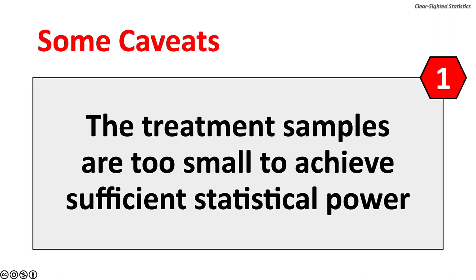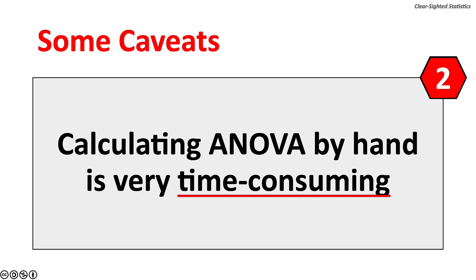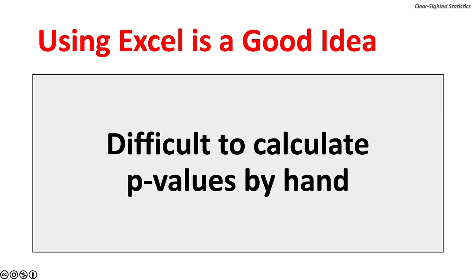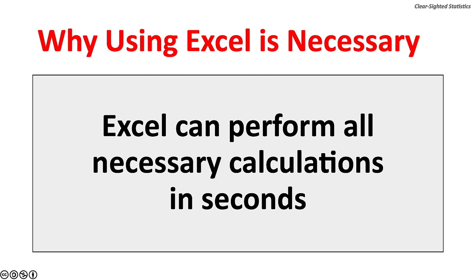Some caveats are in order. 1. The treatment samples are too small to achieve sufficient statistical power. 2. Calculating ANOVA by hand is very time-consuming. 3. Excel completes ANOVA tables very quickly. Using Excel or another statistics app is a good idea. It is difficult to calculate p-values by hand, and you cannot estimate p-values using the critical values table for F. Excel can calculate the p-values for F in seconds.